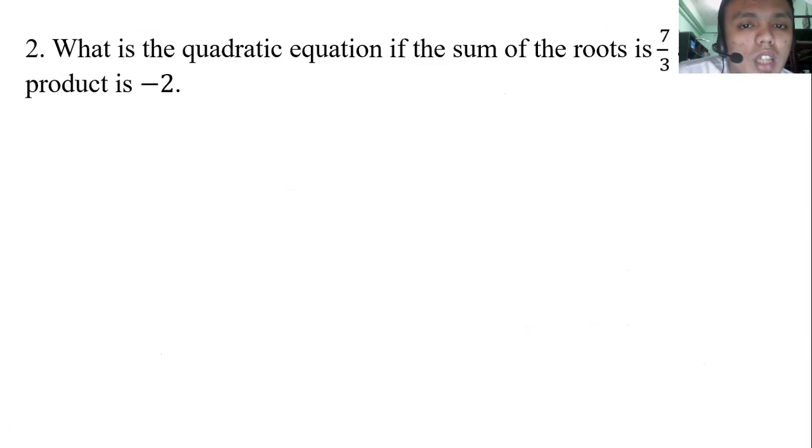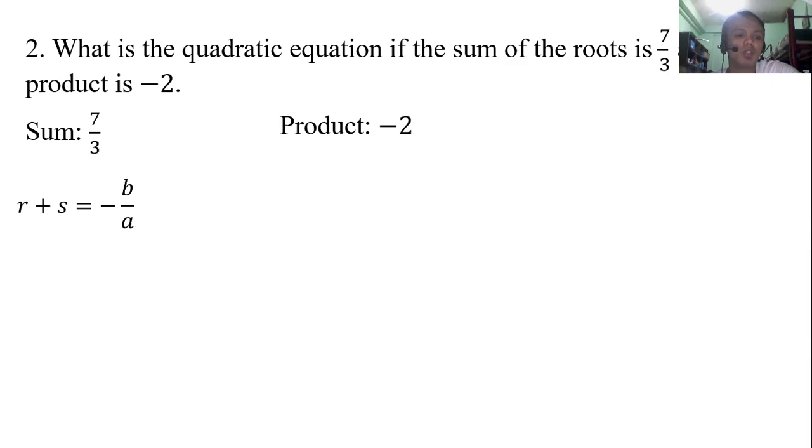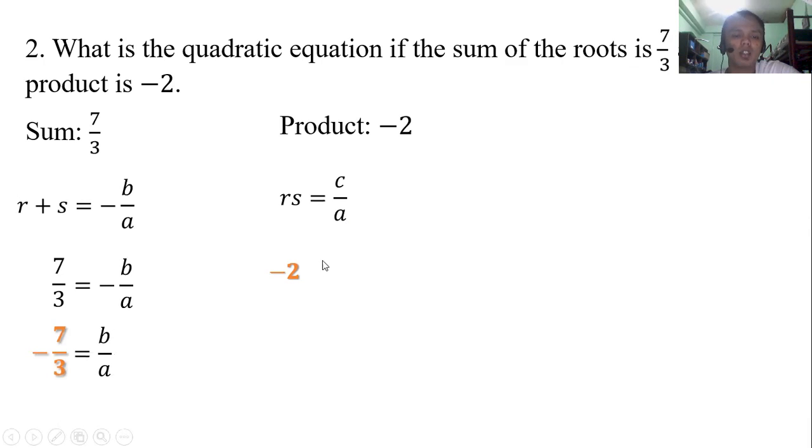Next, what is the quadratic equation if the sum of the roots is 7/3 and the product is negative 2? So this time naman, given na yung sum and then yung product of the roots, what we are going to do here is to substitute na lang yan. So R plus S is equal to 7/3 equal to negative B over A. Multiply natin both sides by negative 1, magiging negative 7/3 equal to B over A. Then, for the product, yung C over A natin is negative 2.